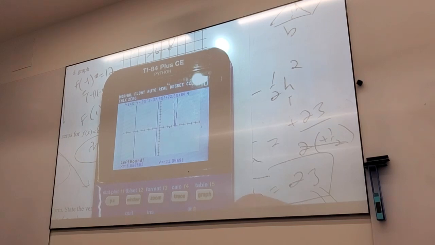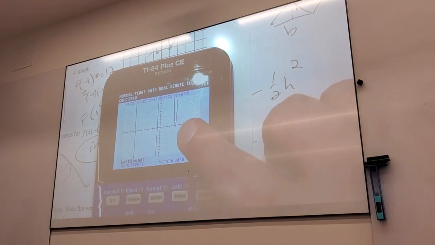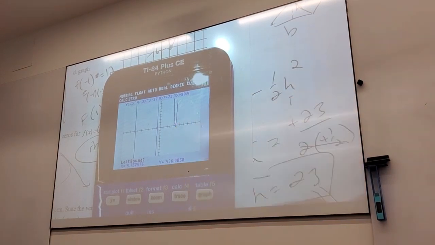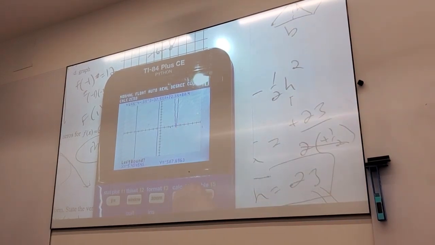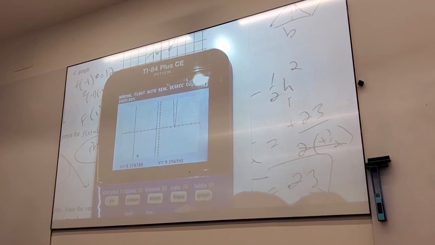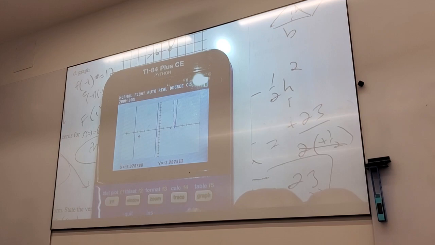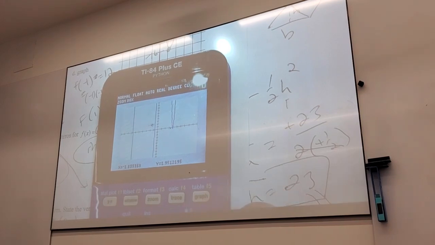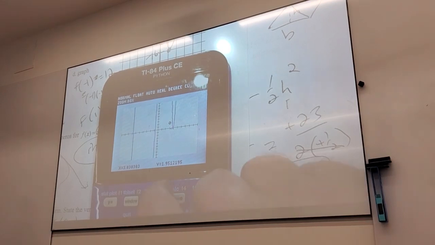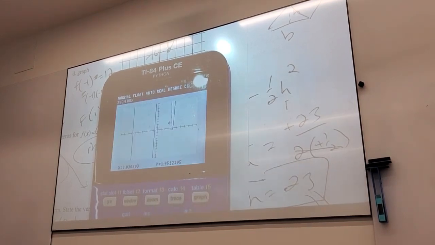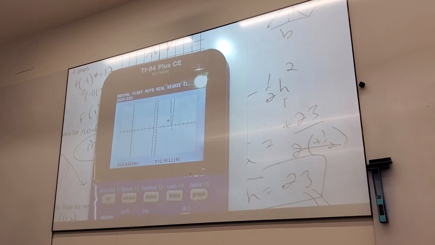Okay. So again, let's do this one here. If I hit second, if I hit zoom box, let's do this one like I did earlier. How did you get it so you can move the point like that? Alright, hit zoom box. Z box?